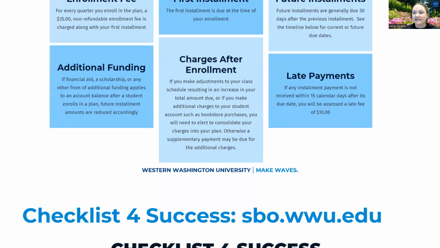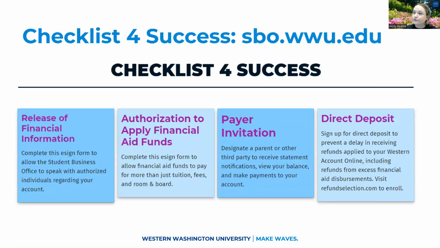So I do want to highlight one more kind of overview of some information that our office finds really important, which is our checklist for success. So there are 4 items on here that we think are just so important for all students to take care of for a successful career at Western. The first is the release of financial information form.